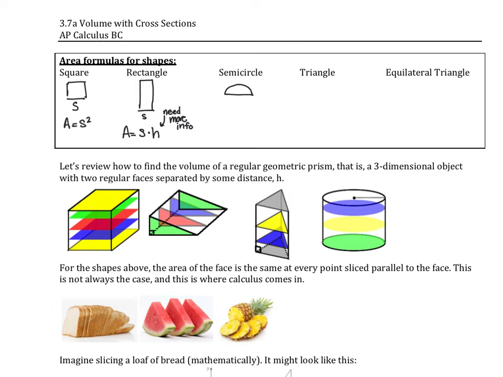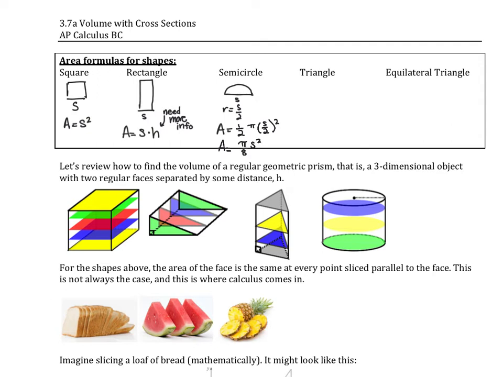Well, for a semicircle, if this distance is S, then the radius is S over 2, and to find the area we would do pi r squared. But keep in mind, this is half of a circle, so it's half of pi r squared. And so simplifying this, we would get pi over 8 S squared.